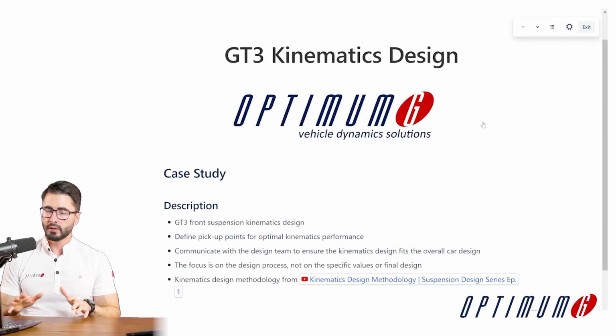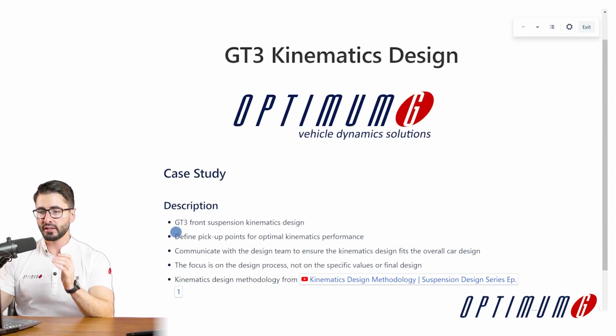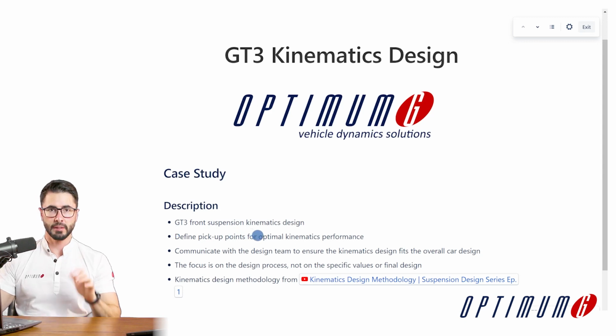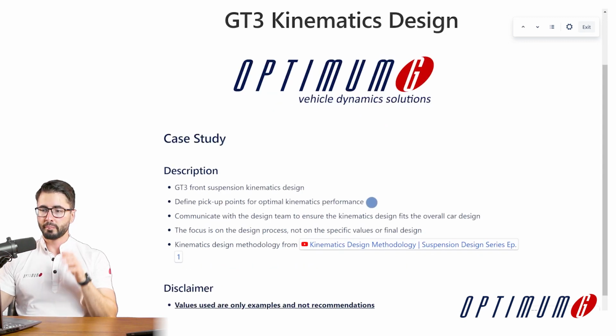As a quick recap, we are doing this exercise through a case study where we are designing a GT3 from suspension kinematics. Our goal is to define pickup points for optimal kinematics performance, and we also communicate with the design team to see if there are any conflicts with other parts of the car. Besides that, the focus is on the design process, not really on the specific values for each parameter. And lastly, we are using the design methodology taught in the first episode of the series that you can find in the video description.